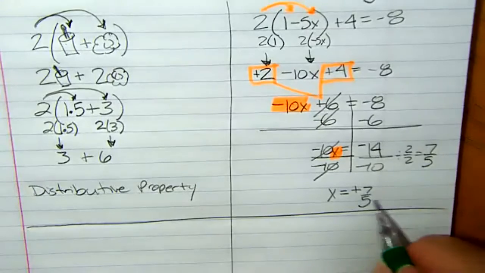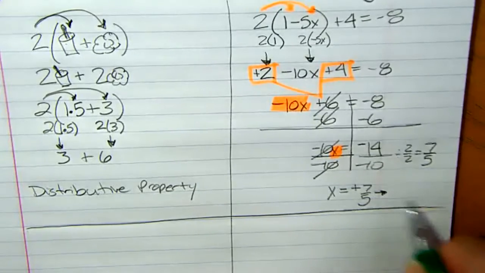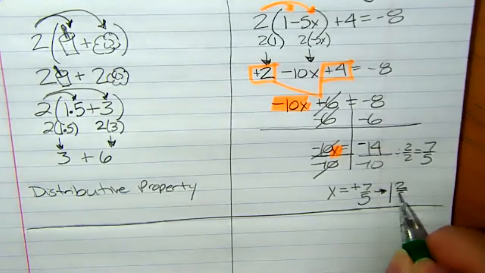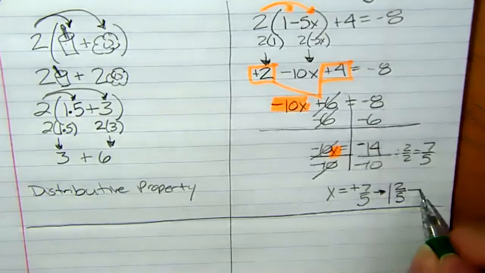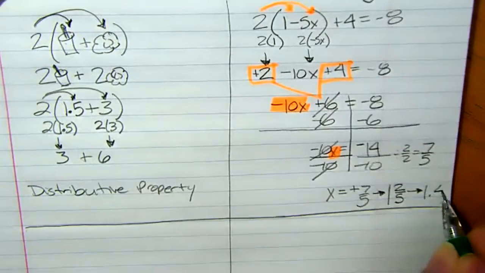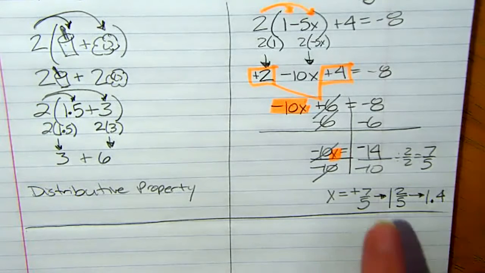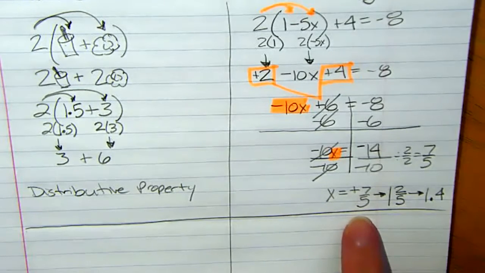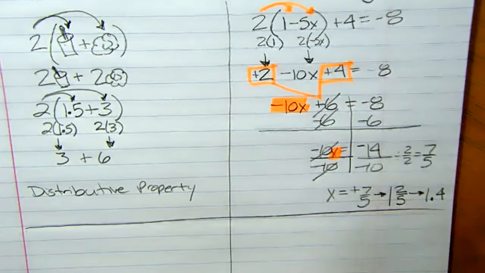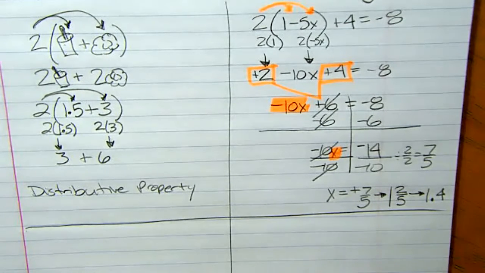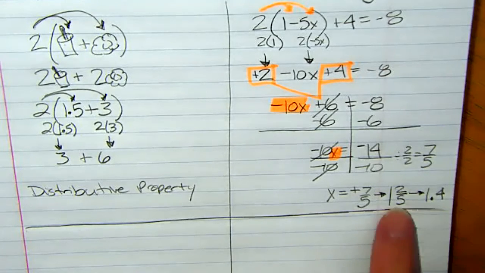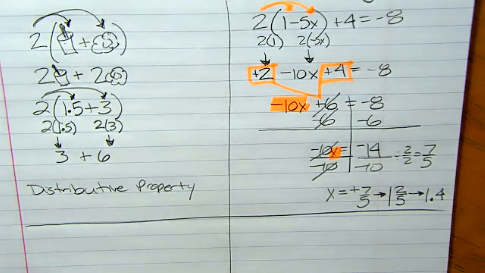Well, I can leave it as positive 7/5. I can make it a mixed number, or I can turn it into a decimal. All three of these have the same value. Positive 7/5 is the same thing as positive 1 2/5. And it has the same value and is equal to 1 4/10. So any one of these would be acceptable.